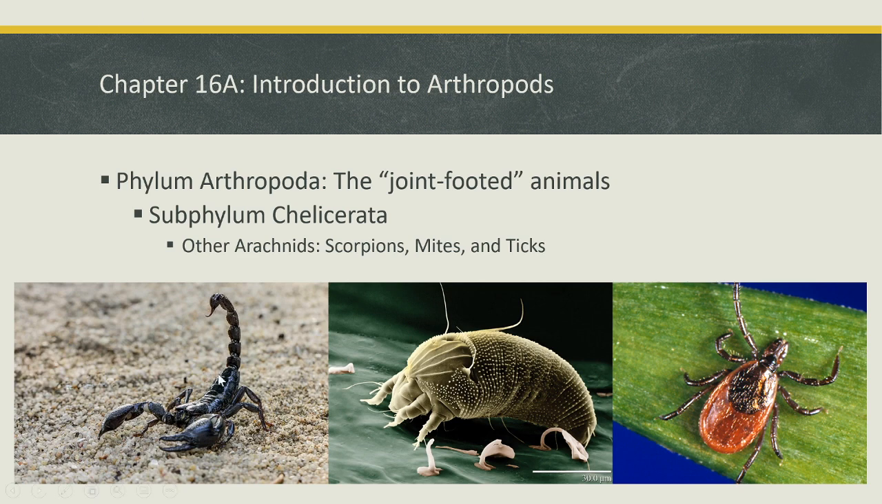So scorpion there, and then here we have a mite. This is another scanning electron microscope image of a type of dust mite. These things are teeny tiny, too small to see with the human eye. They crawl around in dust, and we even have things like this living on our skin, and yeah, almost makes you itchy just thinking about it. So mites, and then ticks.